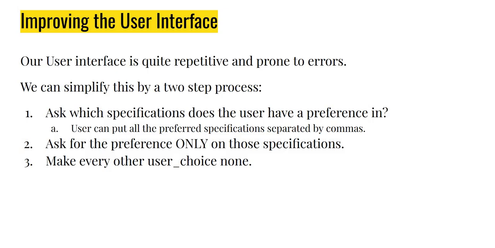Now what we can do is, instead of asking for all of them and having the person respond none, none, none for all of them, we can preempt the process a little bit. We can ask upfront what are the specifications that are important to the player, and only then we ask for the preference for those specifications. For everything else, we can make the user choice as none. So this is the broad idea. The implementation has a few more steps, but this is the idea that we are going to work towards.